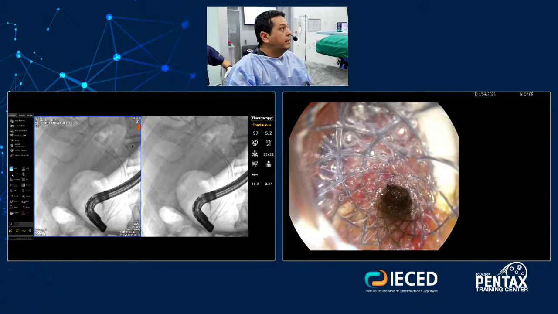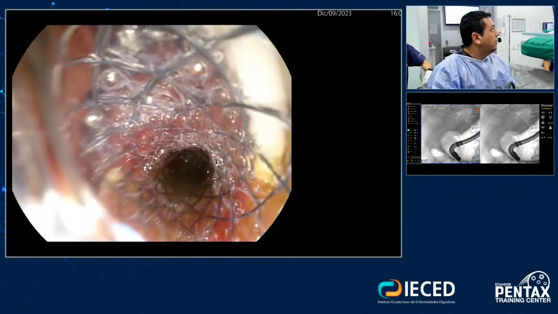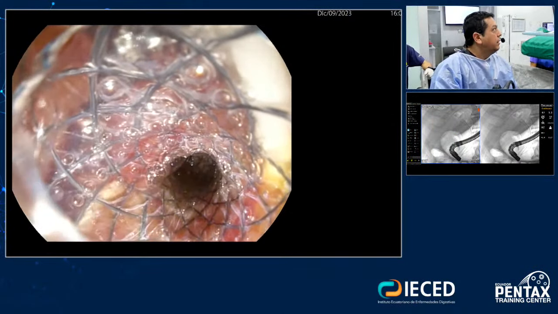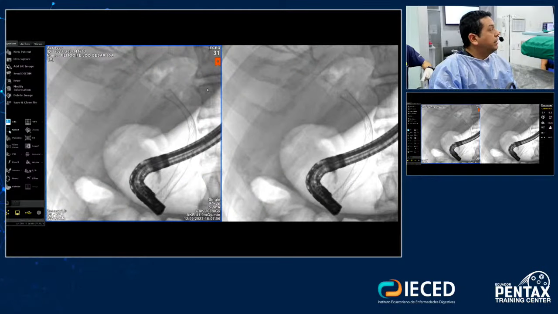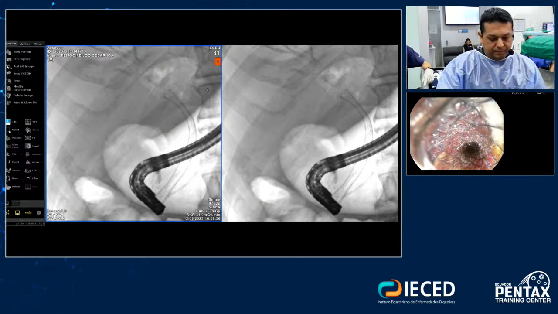Podemos poner en grande la imagen de colangiografía. Colangiografía. Rayos X. You see very well the air in the biliary tract, so I finish.